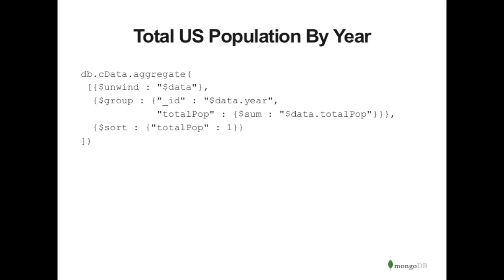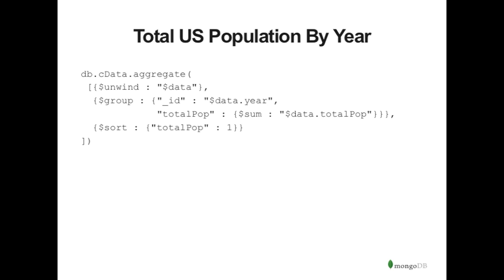So let's take a look at another type of query. Let's say we want to calculate the total population in the U.S. by year. So we want the population in the U.S. for 1990, we want the population in the U.S. for 2000, and the population in the U.S. for 2010.